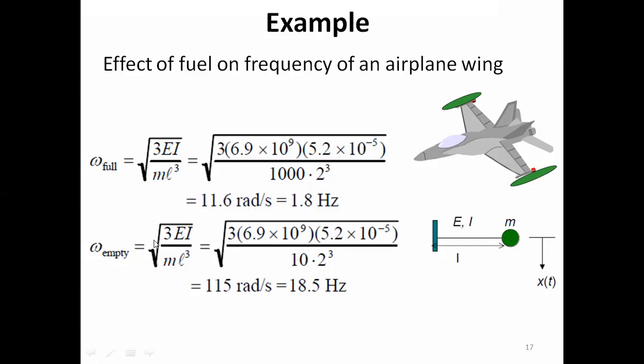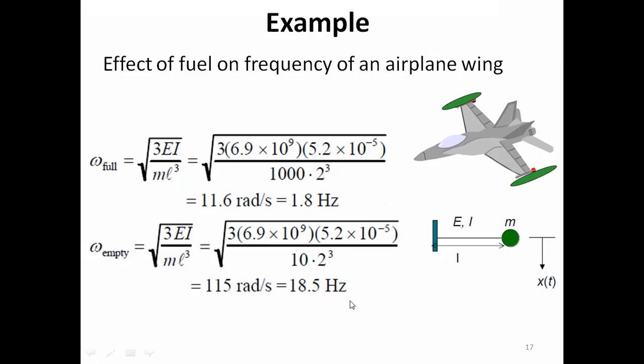And when the pod is empty, instead of 1000, we have to put 10 kilograms. So here we are putting 10 kilograms, and then after computation, omega empty is equal to 115 radians per second and 18.5 hertz. So you could see that when the aircraft is consuming the fuel, with the passage of time, as the pod is getting empty, the mass of the pod would be decreasing. On the other hand, the natural frequency of the wing would increase, and in this case it would increase from 1.8 hertz to 18.5 hertz.